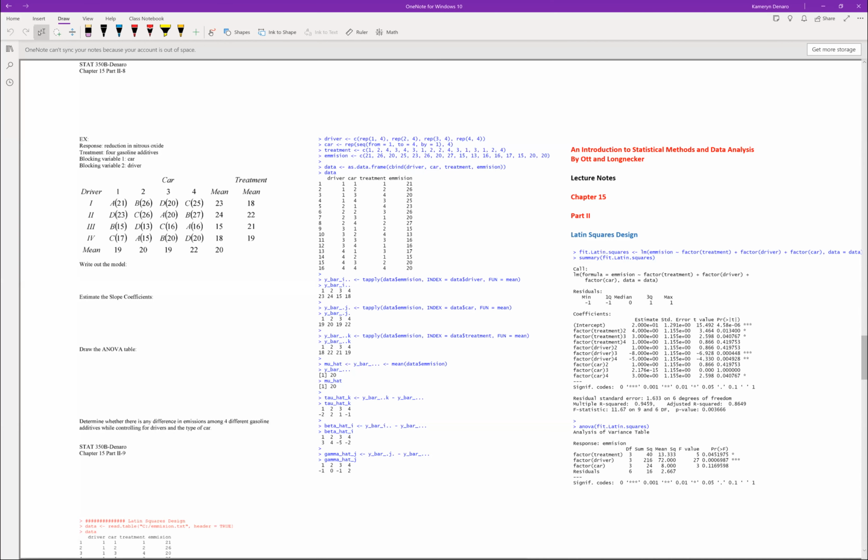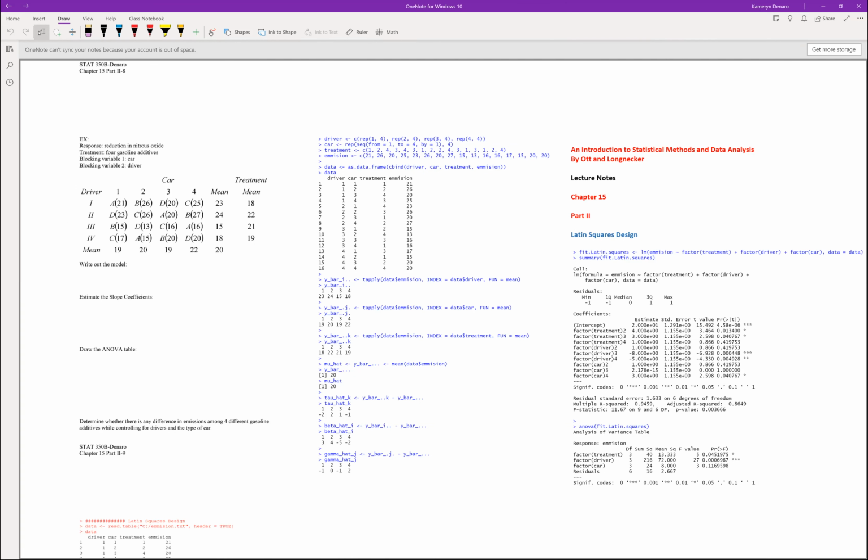So what we're doing here is an example where the response is the reduction in nitrous oxide. The treatment is 4 different types of gasoline additives. Blocking variable 1 is the type of car being driven, and blocking variable 2 is the driver.